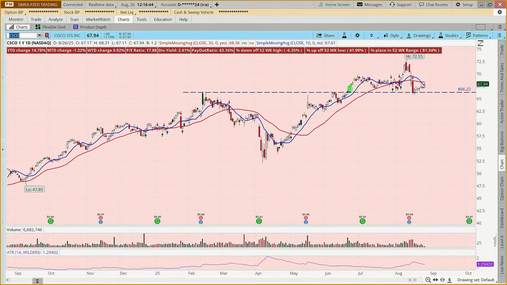Well, I see that I have to change the color of my drawing tool. I saw this cup and handle and then a little mini handle. But what were we waiting for here with this cup and handle pattern? You know, which is a consolidating pattern. We were waiting for this breakout.